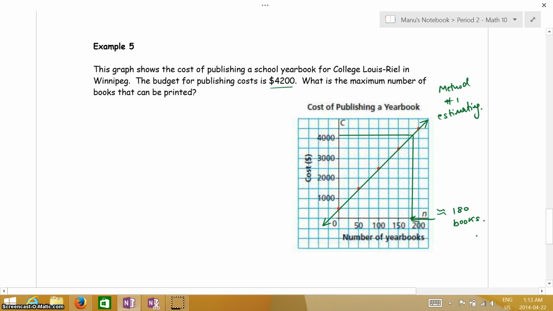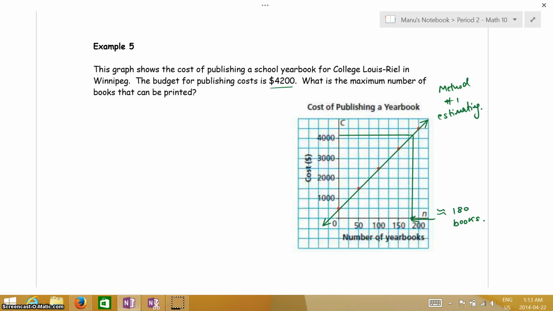Right, so even though there's no data point on my graph corresponding to $4,200, I can extrapolate that data point by extending this graph, connecting the dots temporarily, so I can see when the y value is 4,200, what the corresponding x value is, because the x value tells me the number of yearbooks, and it happens to be 180 books. That's one way of doing it, right? Is it going to be precise? No, it's going to be an estimate.